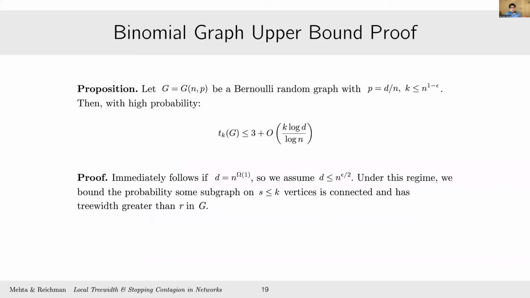So now we're ready to prove our main result. To bound the local treewidth of G(n,p), we want to show that the probability that some subgraph of size k has large treewidth, let's say greater than some r, is small. But any graph with large treewidth has a connected subgraph with the same treewidth, right? You just prune off some parts of the graph. So instead, we can choose to bound the probability that some subgraph on s less than or equal to k vertices is both connected and has treewidth greater than r in G.